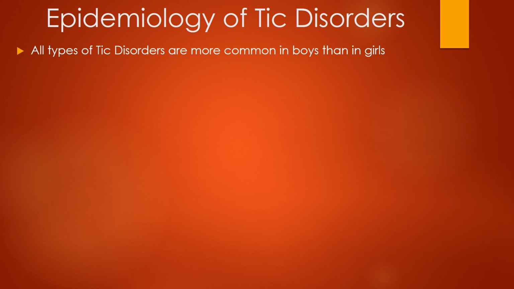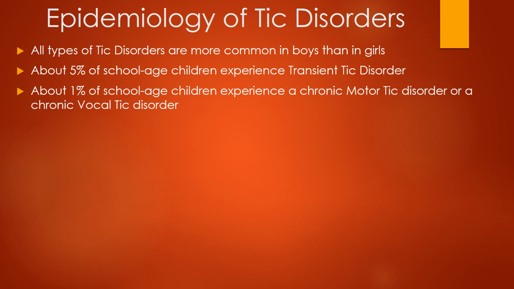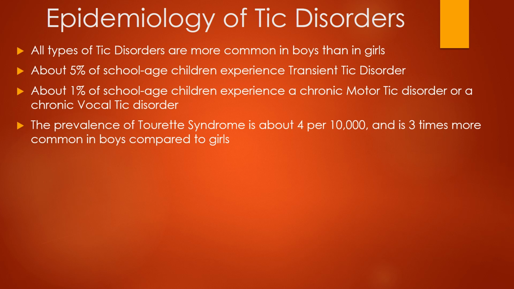All types of tic disorders are more common in boys than in girls. About 5% of school-age children experience transient tic disorder. About 1% of school-age children experience a chronic motor tic disorder or a chronic vocal tic disorder. The prevalence of Tourette syndrome is about 4 per 10,000 and is 3 times more common in boys.